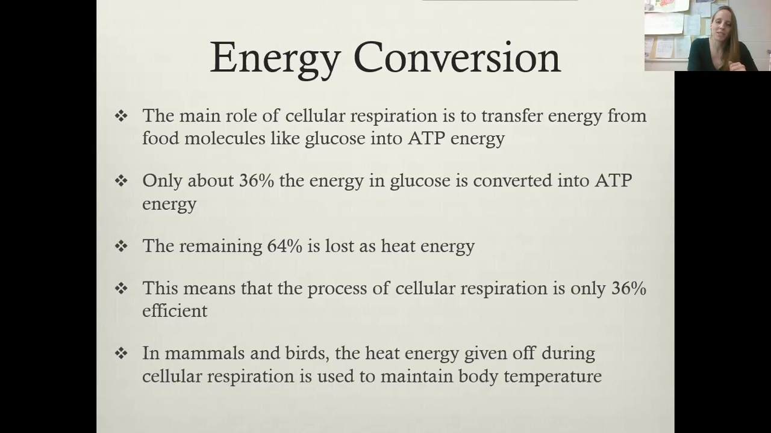In mammals and birds, that heat energy is actually still important. It's not like totally useless energy. It's how we maintain our body temperature, with the released energy from cellular respiration.